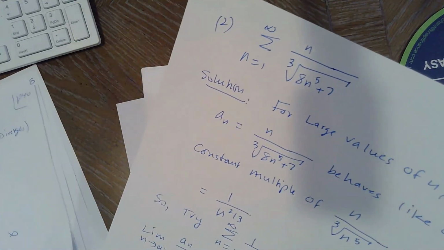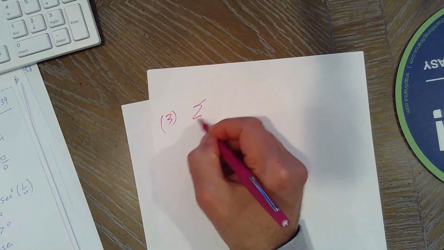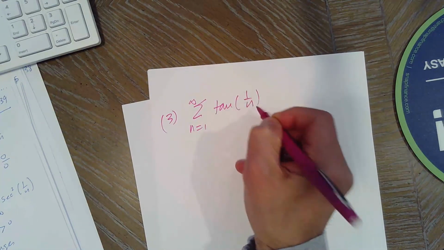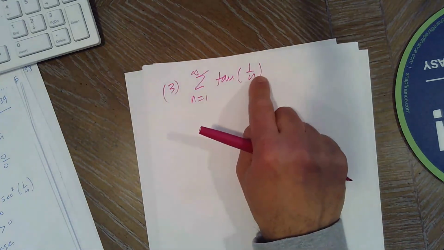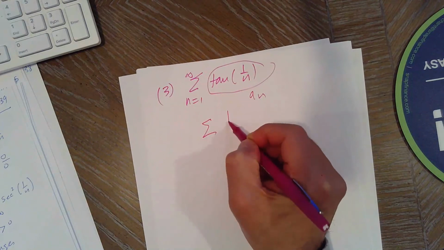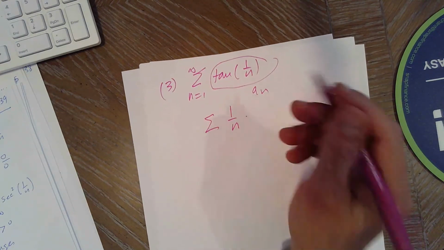All right, let's do more examples. Example 3, sum from 1 to infinity of tangent of 1 over n. The only thing we can compare it with is the series 1 over n. So this is an. We can compare it with the series 1 over n and see what happens, which we know is harmonic, it diverges.